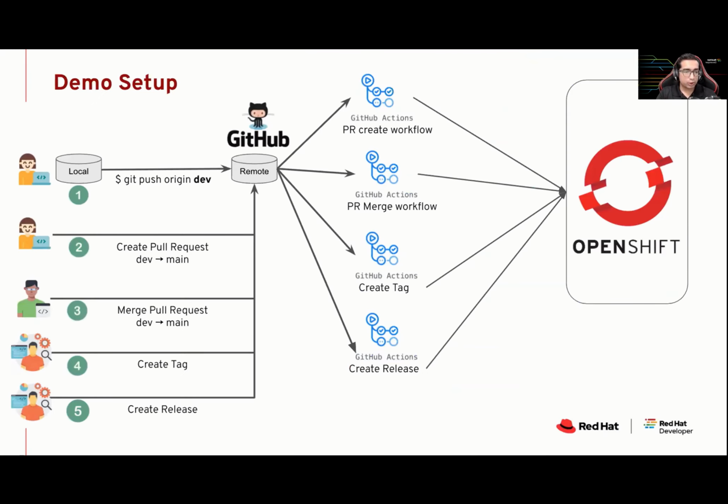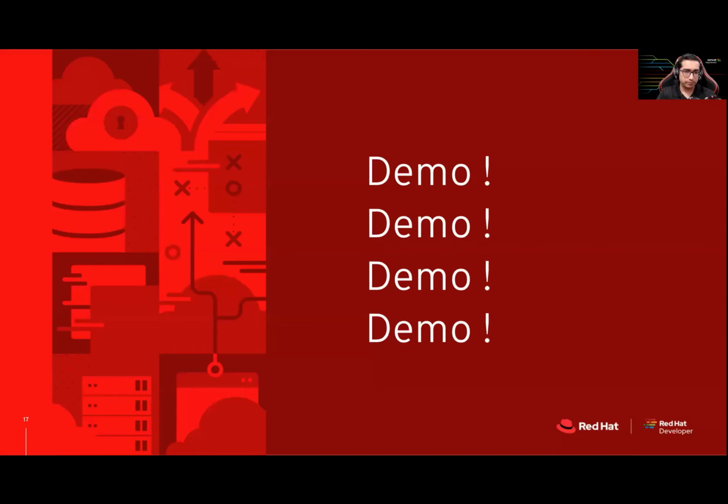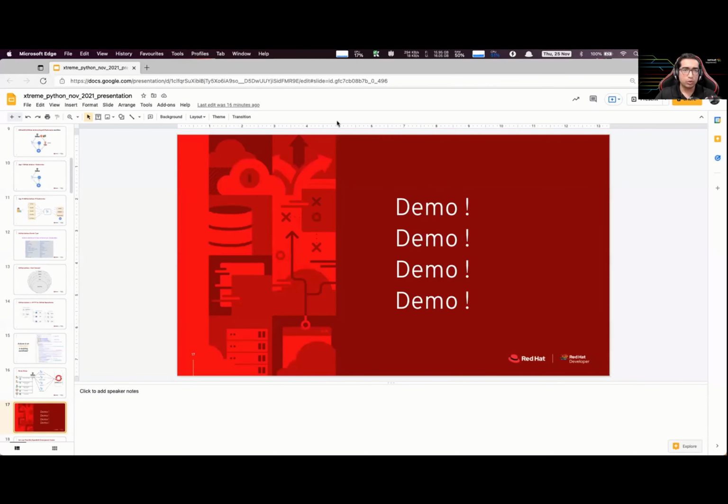In the demo setup that I'm going to show you, a typical development setup, you will be working locally. You'll do a git push to the repository on GitHub, and then you'll create a pull request from the dev branch to the main branch, which would invoke a GitHub Action, and it will deploy your code onto the OpenShift cluster. Then a senior developer will merge your PR, create a tag, and release a new version of the software, which in turn invokes more GitHub Actions and deploys your code onto multiple, or the same, or maybe different Kubernetes or OpenShift clusters. So this is what we're going to see. Let's dive into the demo.